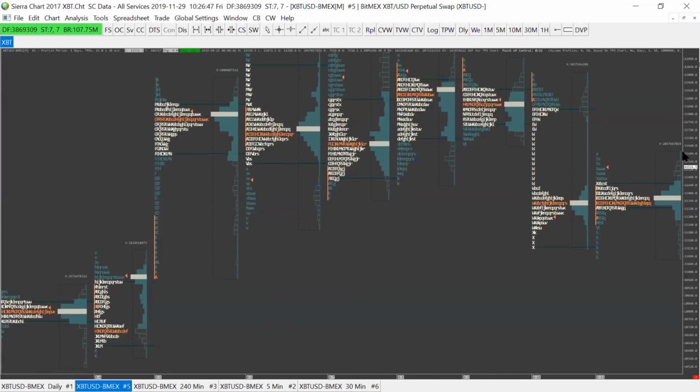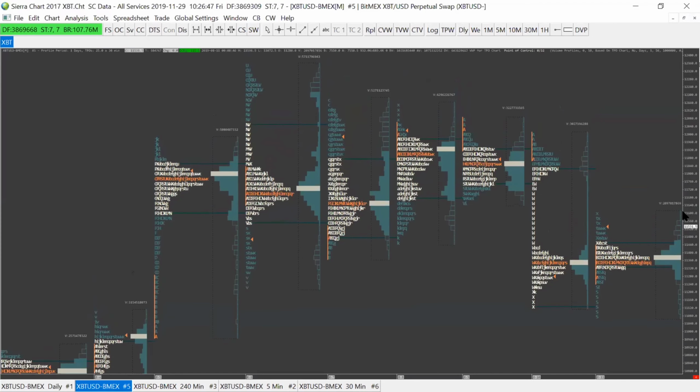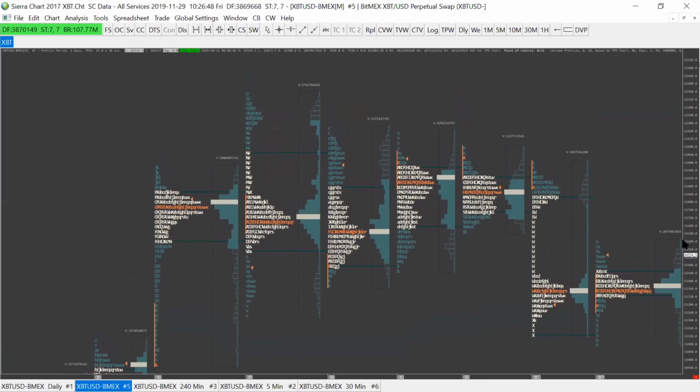So pull up a, that's market profile or volume profile. It doesn't really matter too much because time spent at price is a relatively good proxy for the amount of volume that's traded there anyway.